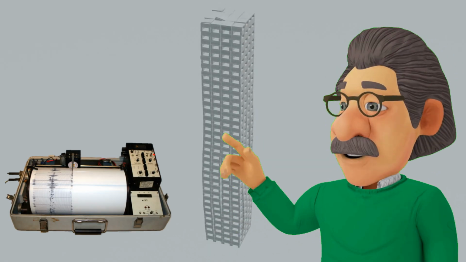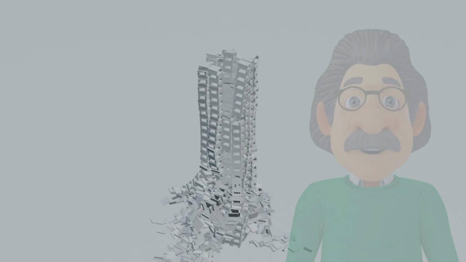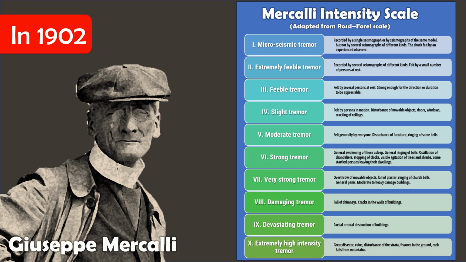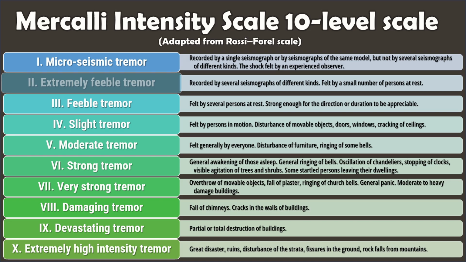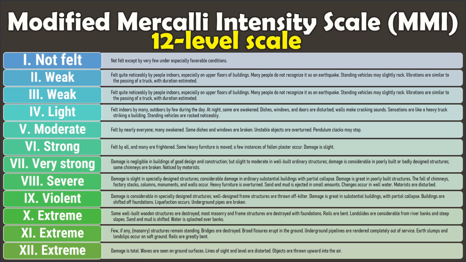Before modern seismometers existed, intensity was the only way to measure earthquakes. Scientists estimated it based on how strongly the ground shook and the amount of damage observed, which was mostly a subjective judgment. In 1902, Giuseppe Mercalli developed a more reliable way to measure intensity, the Mercalli Intensity scale. This was a simple 10-level scale that focused on the effects people felt and the damage caused. Later, it was modified into the Modified Mercalli Intensity, or MMI, scale.